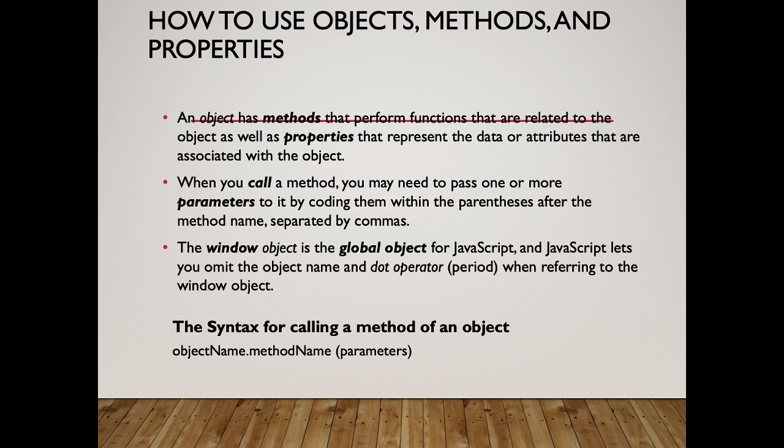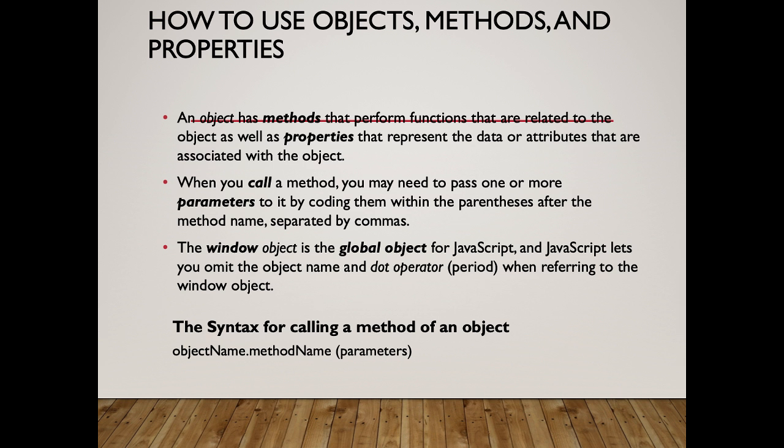Whereas I might have a nice helper function called full name, which would return me both the first name and the last name concatenated together. So that would be a method that is relative to the object, whereas the properties you can think of as just values of that.